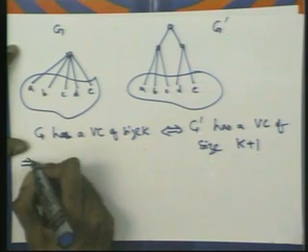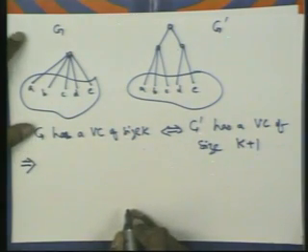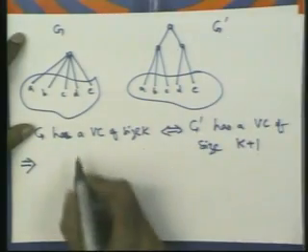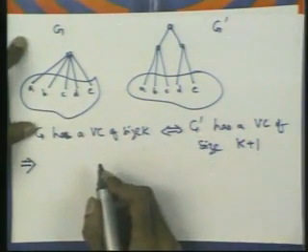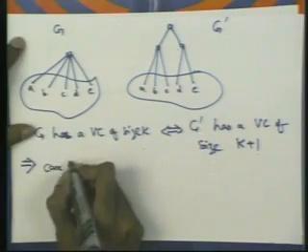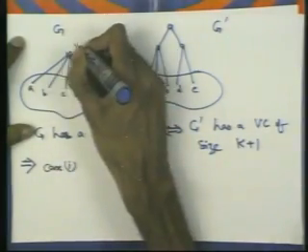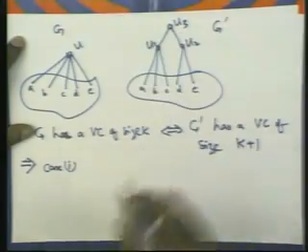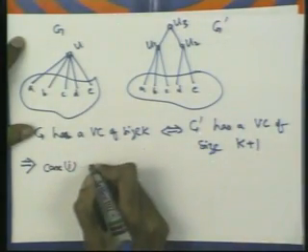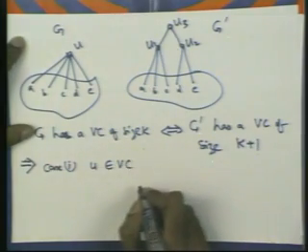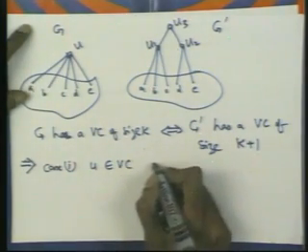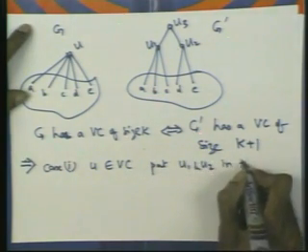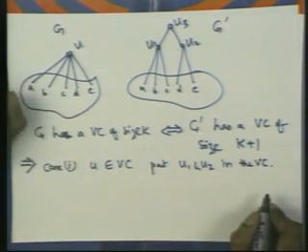So let's prove both ways of this. Supposing G has a VC of size k, why should G prime have a VC of size k plus 1? So take the VC which G has. There are two cases. Let's call this vertex u, and here let me call these u1, u2, u3. Case 1 is u belongs to the VC. Now if u is in the VC, then put u1 and u2 in. The rest of the vertices in the vertex cover remain the same.